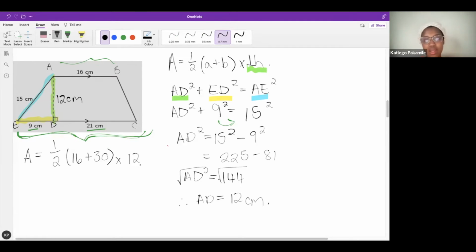12. Okay, calculators out. Half of, so in the brackets, we have 46 times 12. Half of 46 times 12 is how much? There we go, 276 centimeters squared.